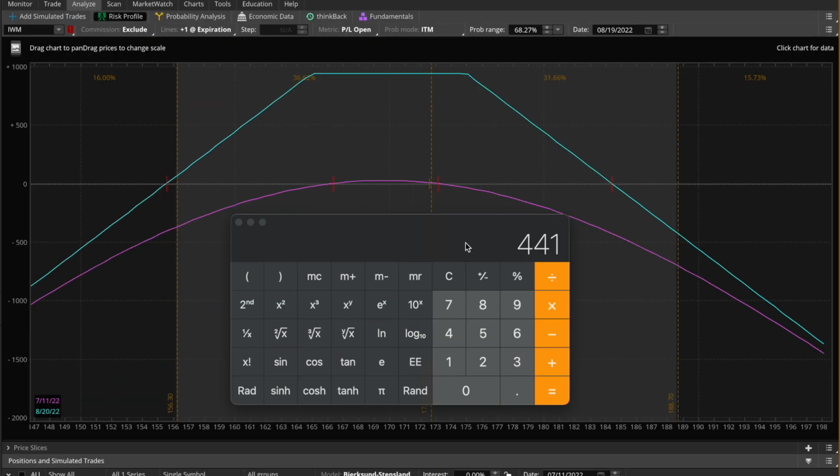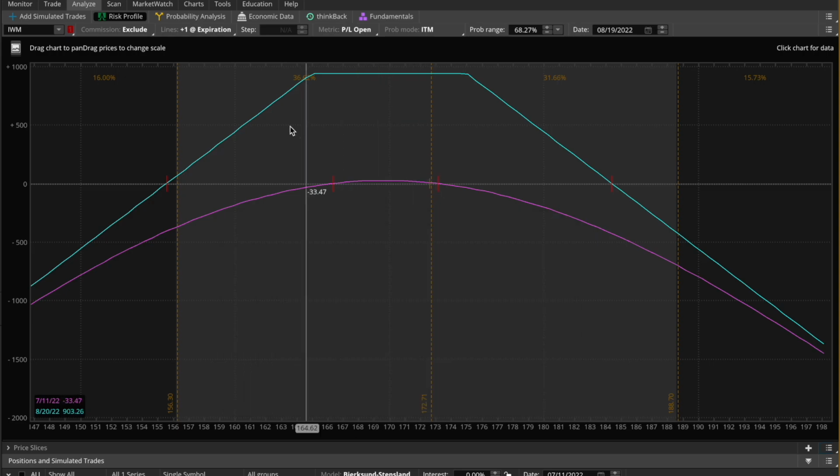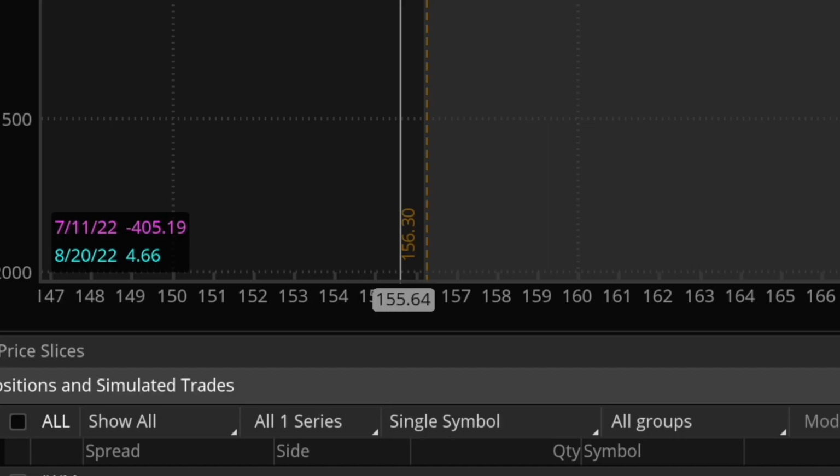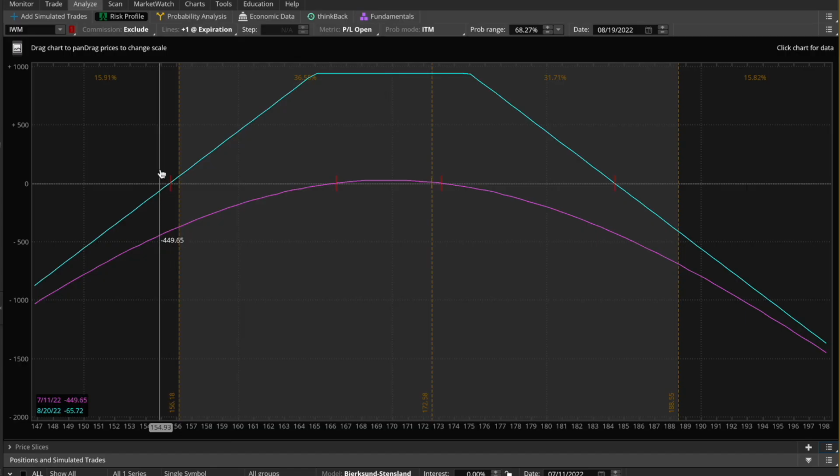Awesome. And you still will make a profit on this trade anywhere above a price of around $155.60 or so, right? So this small red tick right here, this is your break-even point on the downside. As long as IWM is above this price by expiration, you'll make some amount of money.